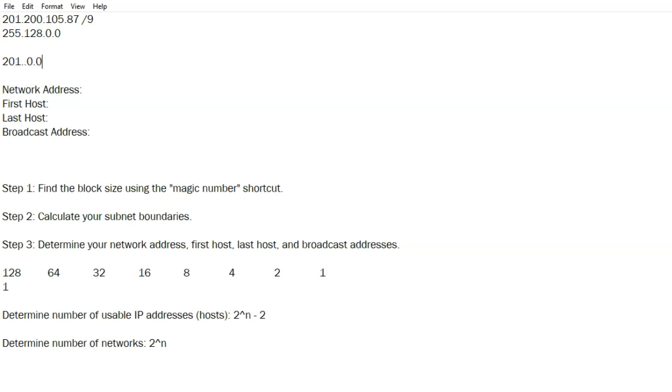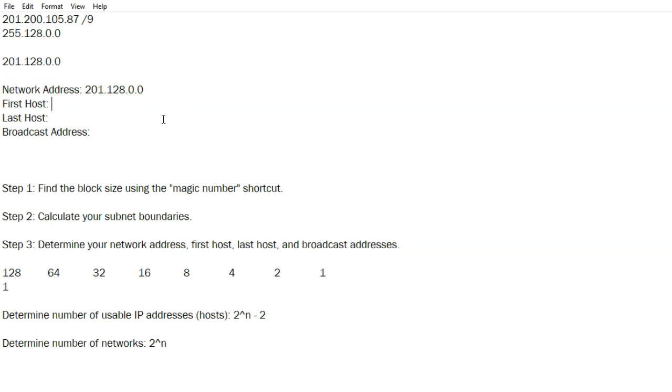Again, our block size is 128. So one network will be 201.0.0.0. The next network will be 201.128.0.0. As I look at my IP address here, I see that 200 is greater than 128. So my network address is 201.128.0.0. I will go ahead and copy and paste that here. There we go.